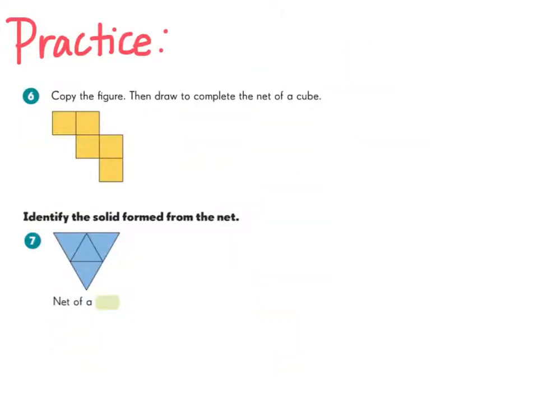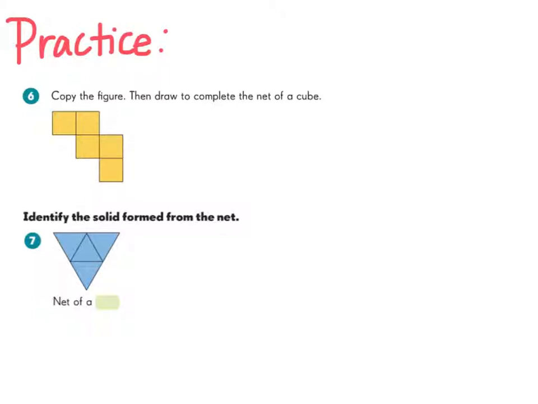Try these two practice problems with nets. In number 6, copy down this figure. Then add one more square to turn it into the net of a cube. This can be tricky, especially if you're not a visual thinker. We will do some practice tomorrow with folding paper nets so that you can begin to develop the skill of seeing it in your head. For now, give it a try, and if you get stuck, don't worry.